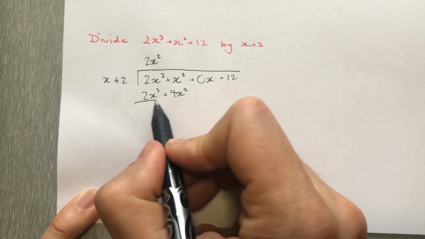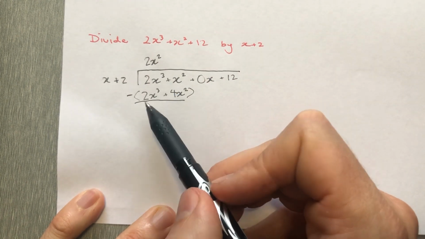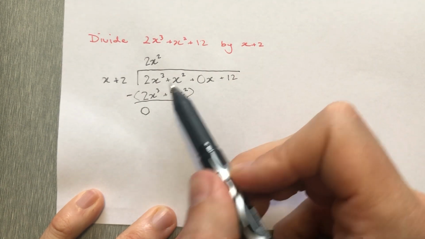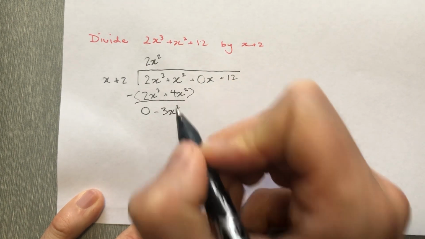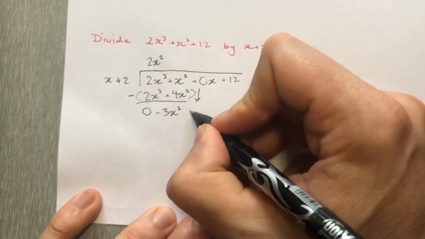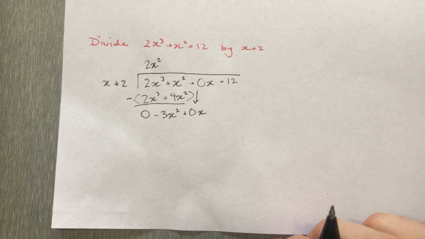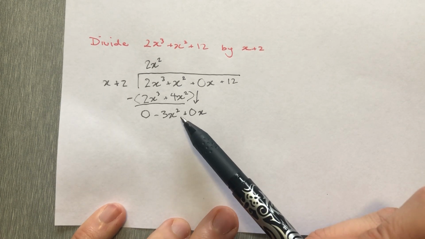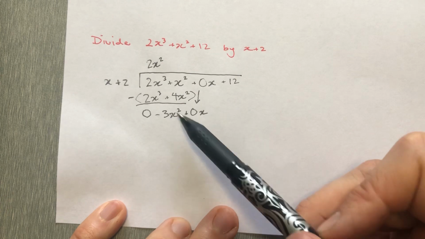Sweet, so now you've done that, it's time for you to do your subtraction. So 2x to the power of 3 minus 2x to the power of 3 is 0. x squared minus 4x squared is negative 3x squared. And then we're bringing down our next term, which is that 0, so plus 0x. Okay. So here's our new numerator, and we need to divide this by that here.